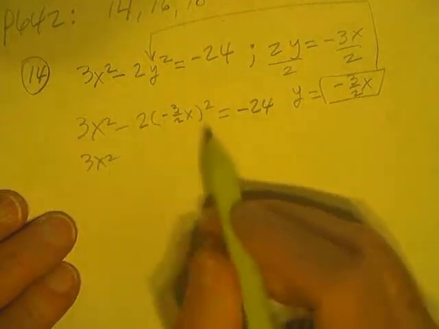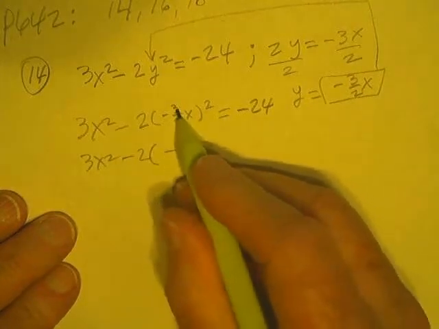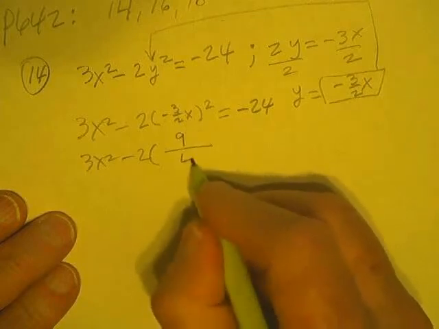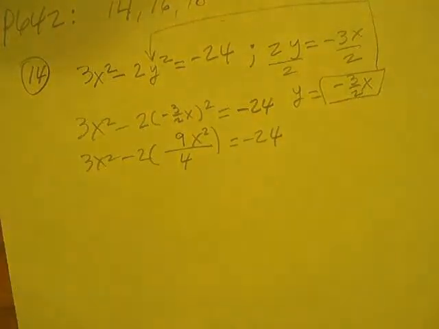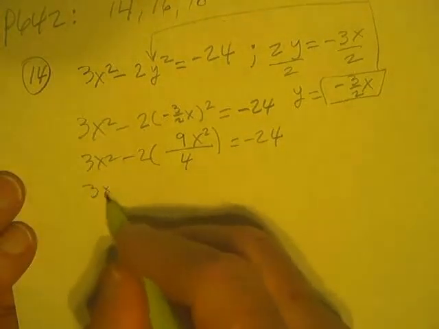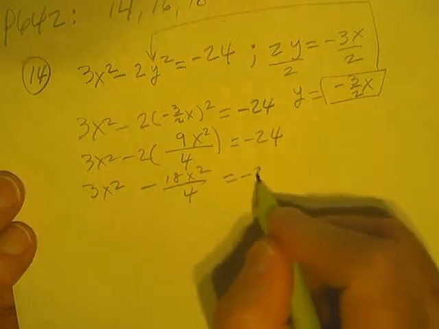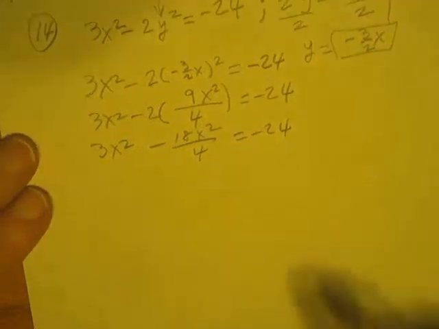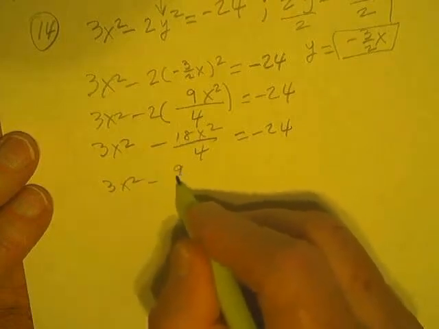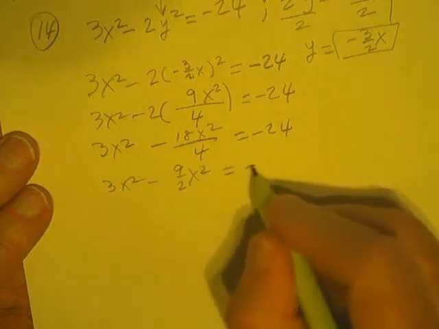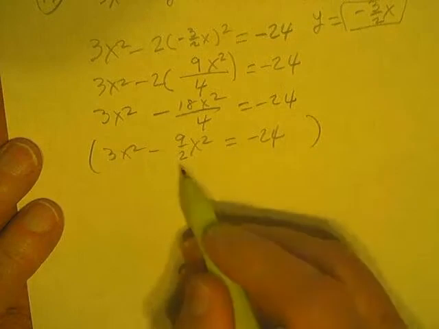Okay, so when I square this before I multiply it by that, negative 3 times negative 3, that's 9. 2 times 2, that's 4. X times itself. Okay, 3x squared minus 18x squared over 4 equals negative 24. Okay, these are both even, so let's make that 9 halves. Then we have a way to get rid of fractions. Let's multiply by the denominator.